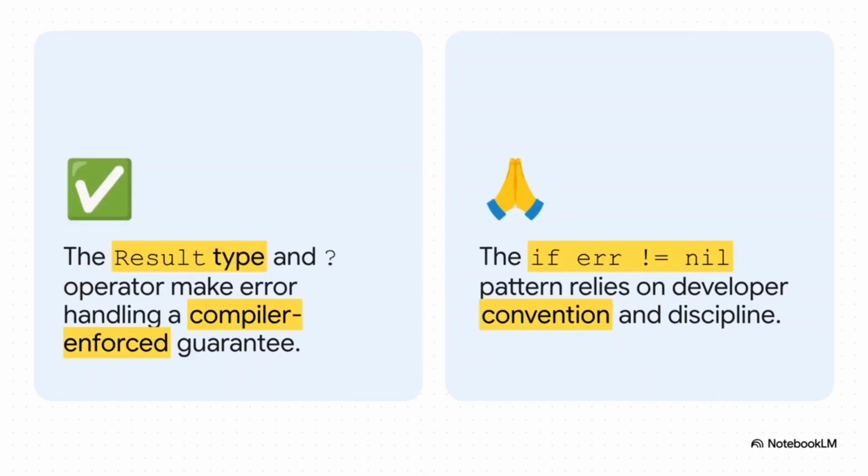Now, this might be the most telling difference between them. In Rust, if a function might fail, it returns something called a Result. And the compiler literally will not let you compile your code until you've dealt with that possibility. It forces you to handle it. Over in Go, you have the famous if err != nil check. It's a pattern, a convention. It's clear, for sure, but it relies completely on you, the developer, to remember to do it every single time. One is a system of guarantees. The other is a system of discipline.